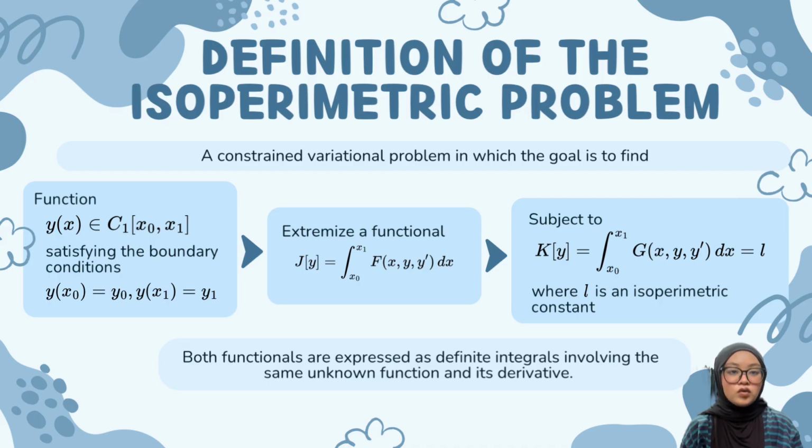In this problem, we are looking for a function y of x satisfying boundary conditions, y of x0 equals y0 and y of x1 equals y1. But now, there are two functionals: J of y, the integral of f, which we want to extremize, and K of y, the integral of g, which must stay fixed at a constant L. Both are built the same way, integrals of x, y, and y prime, which lets us handle them together.